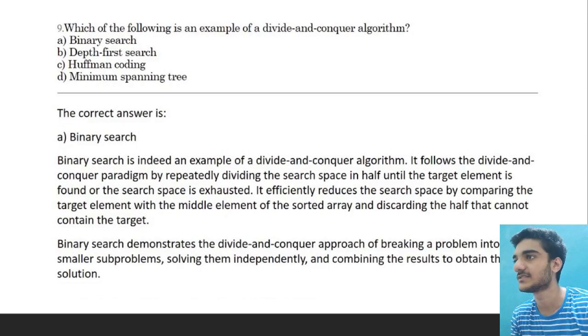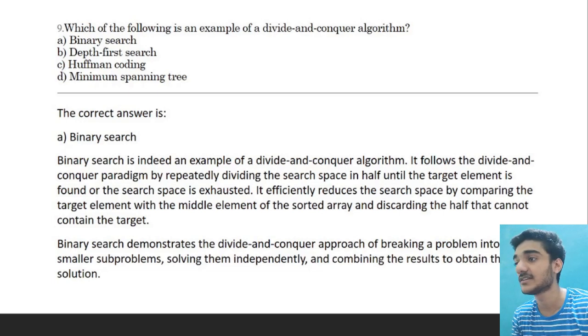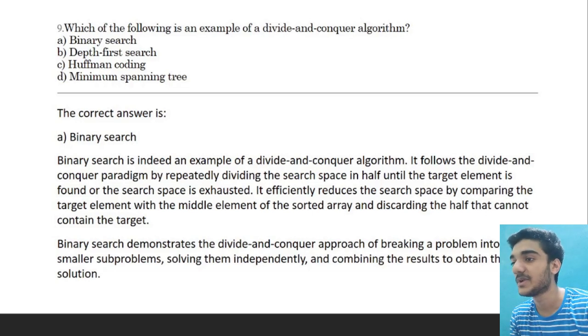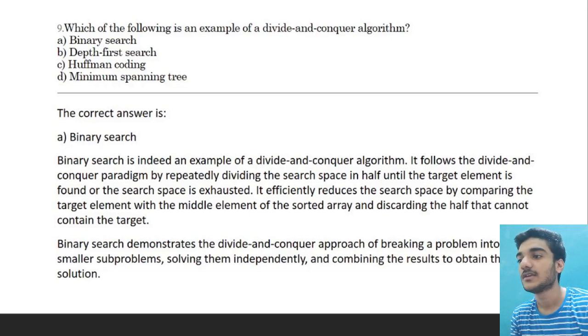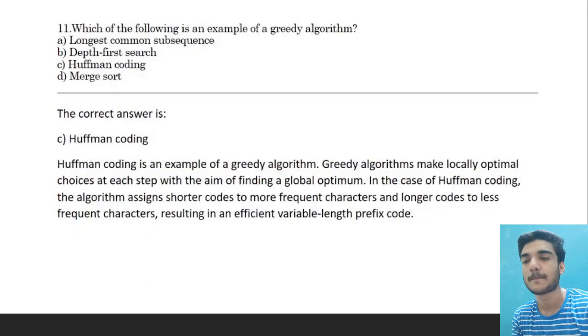Next question, which of the following is an example of a divide and conquer algorithm? The correct option is binary search. Binary search is indeed an example of a divide and conquer algorithm. It follows the divide and conquer paradigm by repeatedly dividing the search space in half until the target element is found or the search space is exhausted. Next question, what is the divide and conquer strategy? And the correct answer is breaking a problem down into smaller subproblems and solving each subproblem recursively.